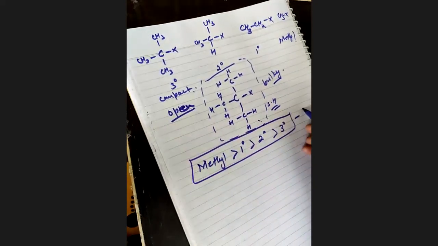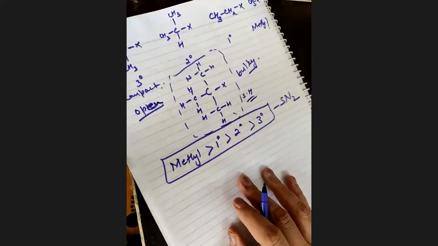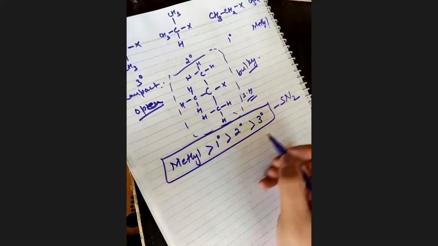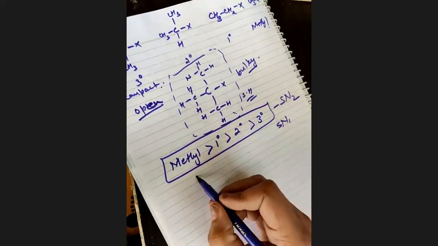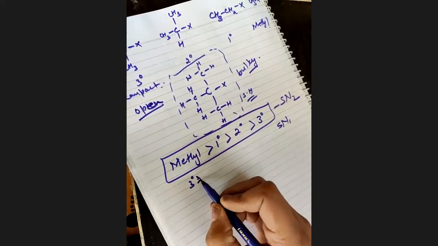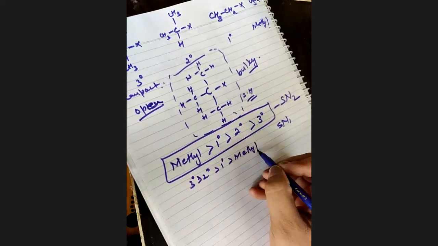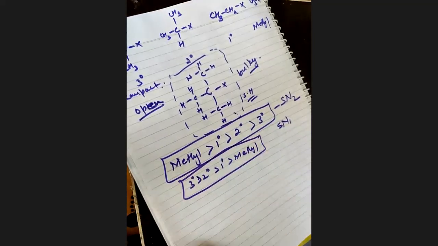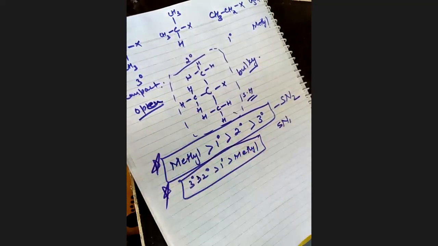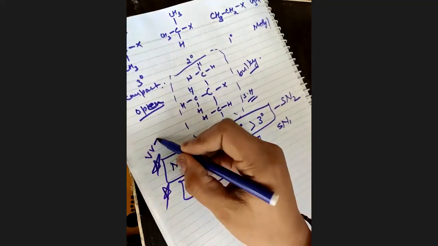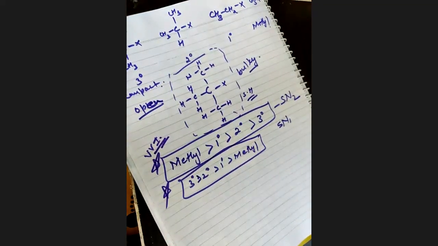Note it down. SN2. And for SN1 क्या था? For SN1, tertiary, secondary, primary, then methyl. So they work just opposite to each other. So note this down. This is very, very, very important. Clear?